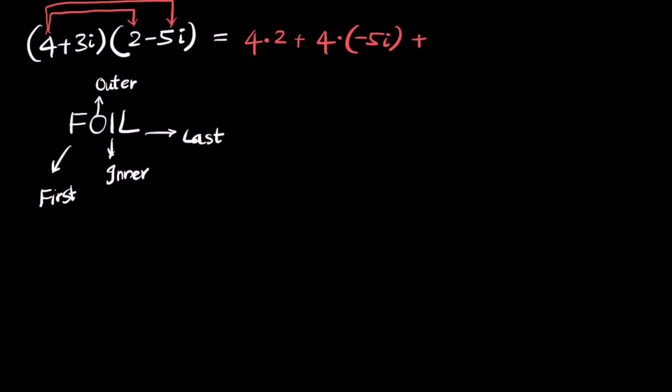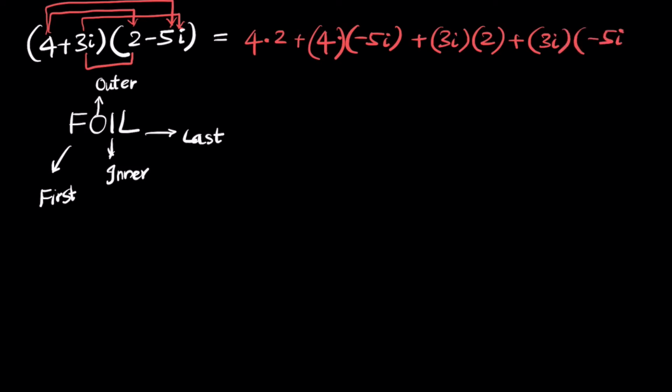Next, plus the inner terms, 3i times 2. Next, the last terms are 3i and minus 5i, so plus 3i times minus 5i. So 4 times 2 is 8. 4 times 5, remember distribution, is 20, so minus 20i. Next, 3 times 2 is 6, so plus 6i. Plus, next, again 3 times 5 is 15, so we can write minus 15.